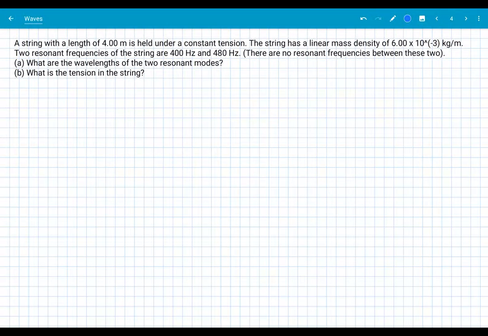And then there's this important note after that. There are no resonant frequencies between these two. So those two frequencies are consecutive frequencies on a string. Okay, so one of the things we can know about a fixed string is that the different resonant frequencies are all multiples of the fundamental, right?